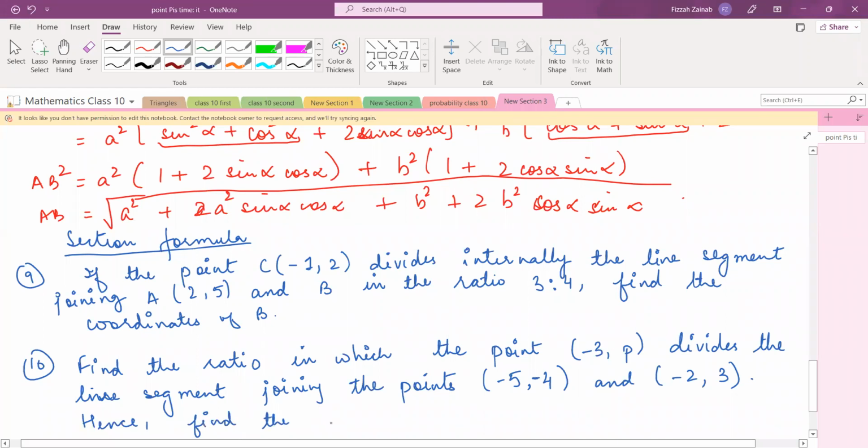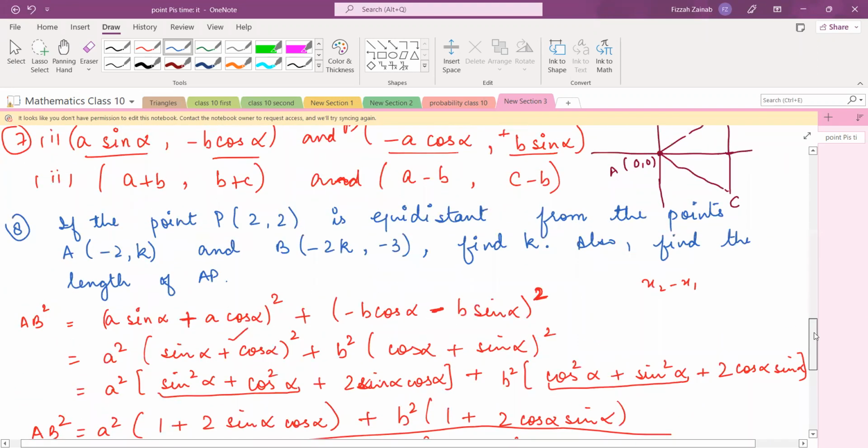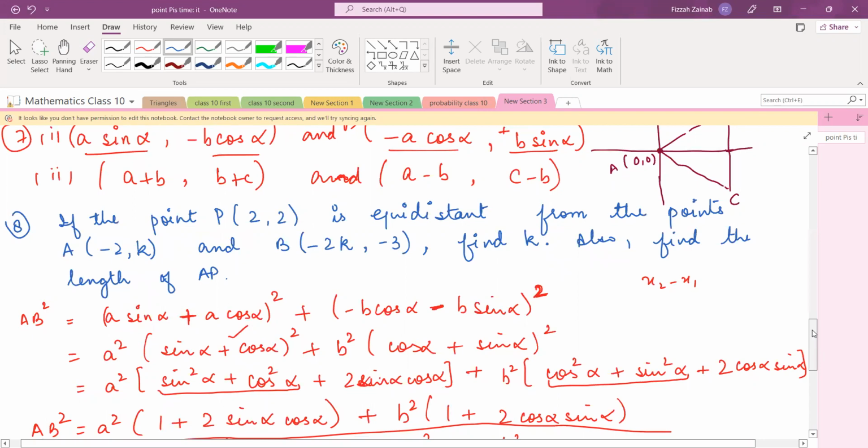Ma'am, in the 8th question, I'm getting a quadratic equation. Just 1 minute. In the eighth question, okay. So what is the equation we're getting? K square plus 4k plus 3.